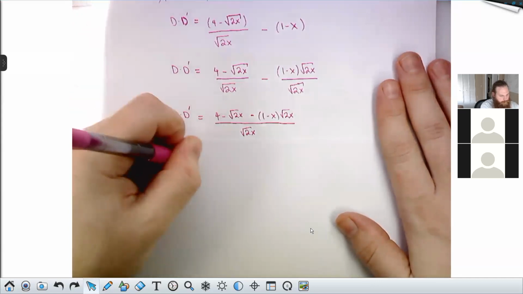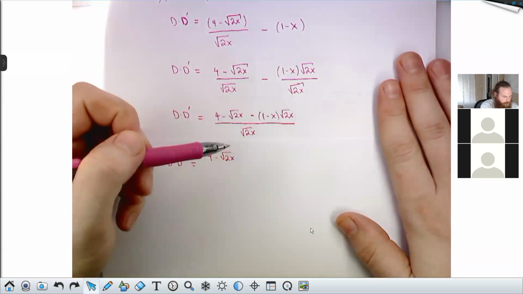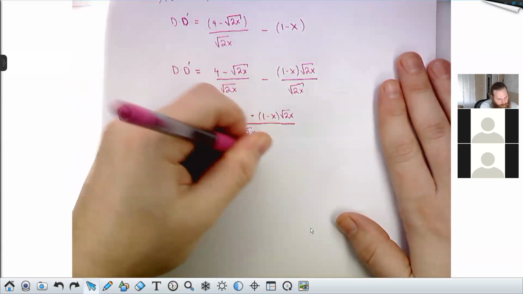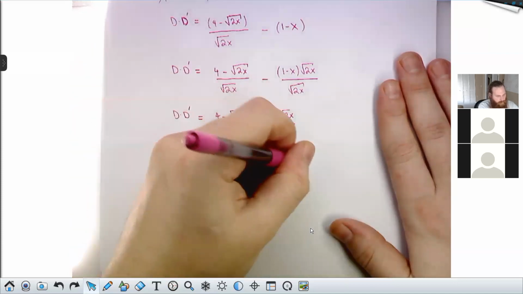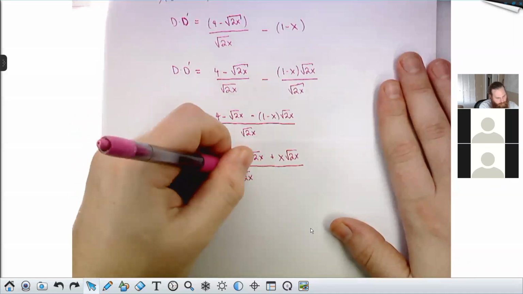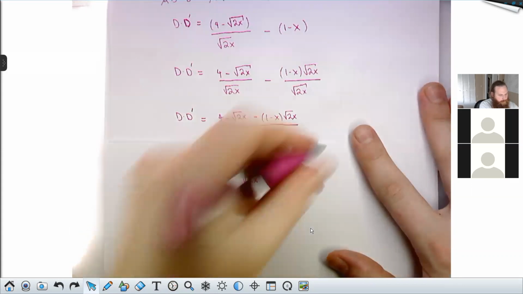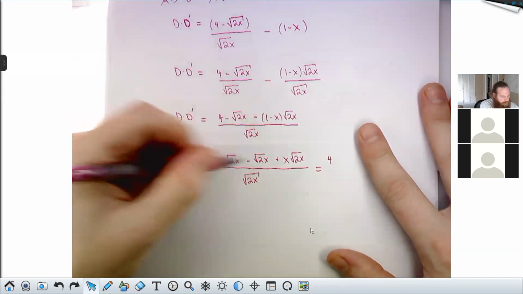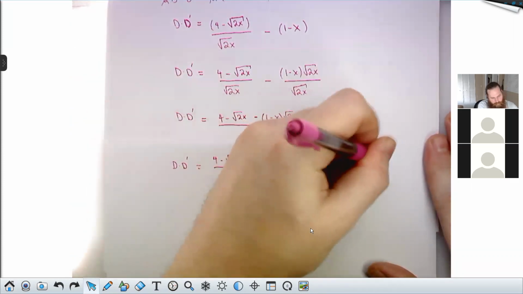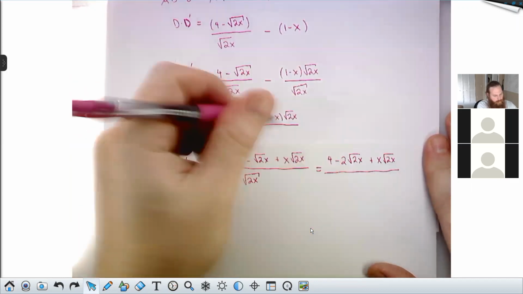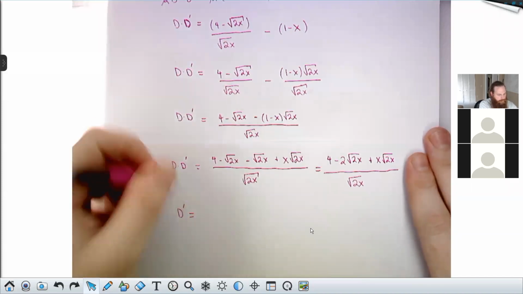So d times d prime is 4 minus the square root of 2x. I'll have minus 1 times the square root of 2x, so that's minus the square root of 2x, minus negative x times root 2x, so that's plus x square root 2x, all over the square root of 2x. So what do I get here? This is 4 minus 2 square roots of 2x plus x square roots of 2x all over the square root of 2x, which means that d prime is this divided by d.